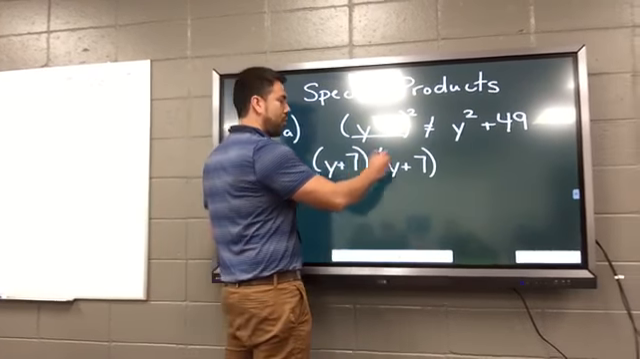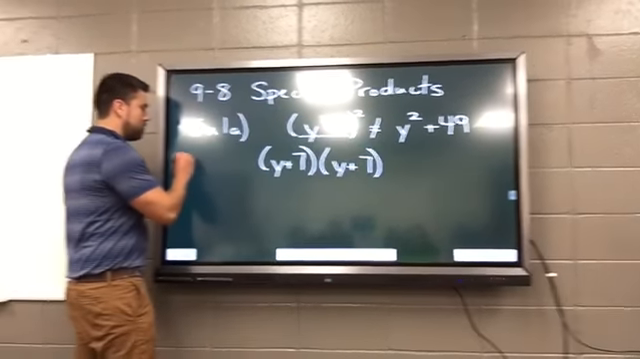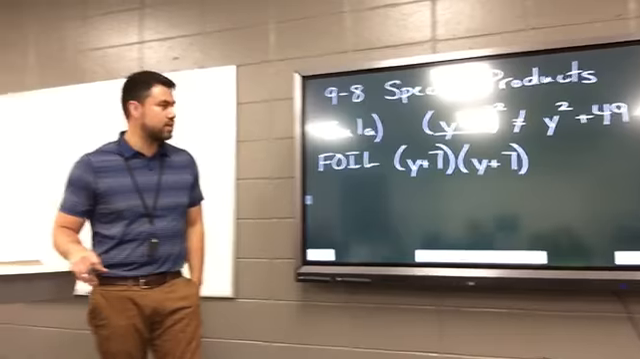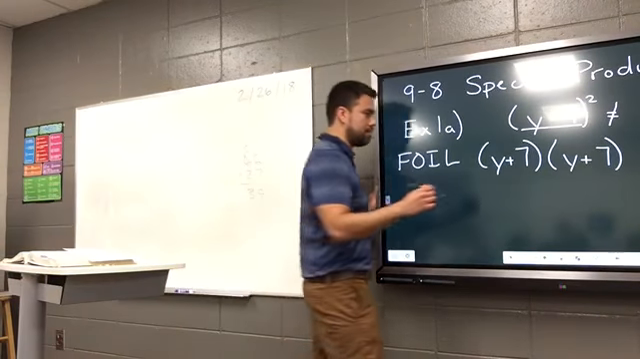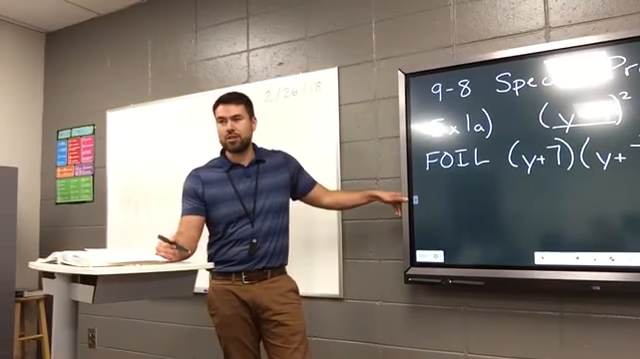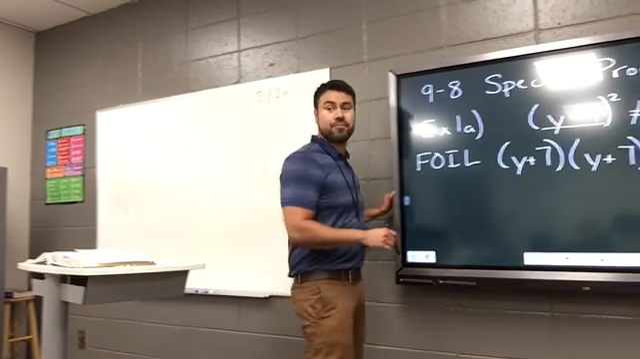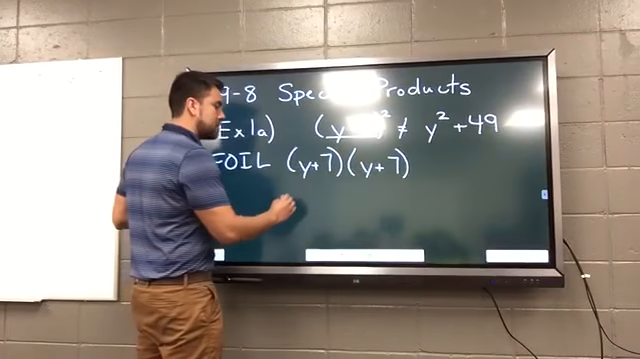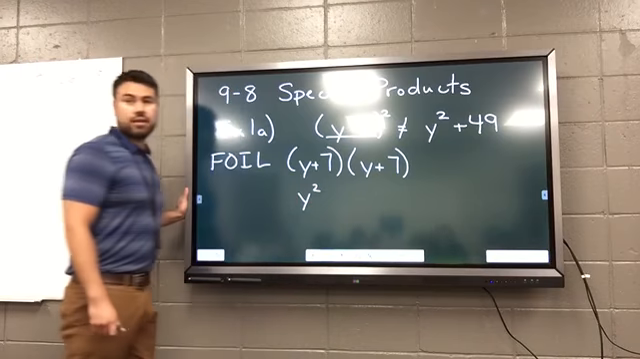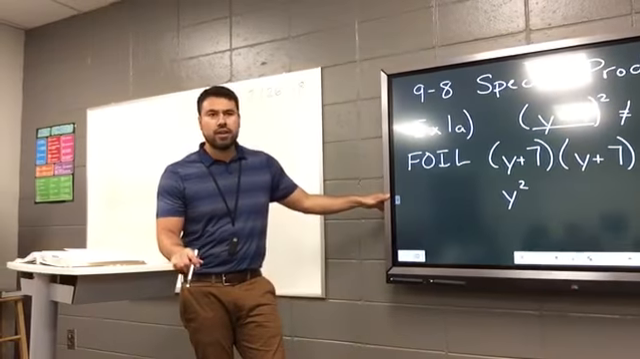Now, do you guys remember FOIL? All right, we're using FOIL again. So, like I said, is this on your quiz? Yes, it's on your test later on. All right, what are the first terms of these binomials? Harrison? y and y. And so what's y times y? y squared. Yep, y to the second, y squared.